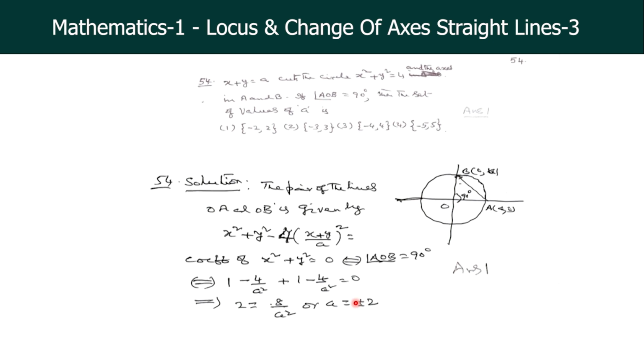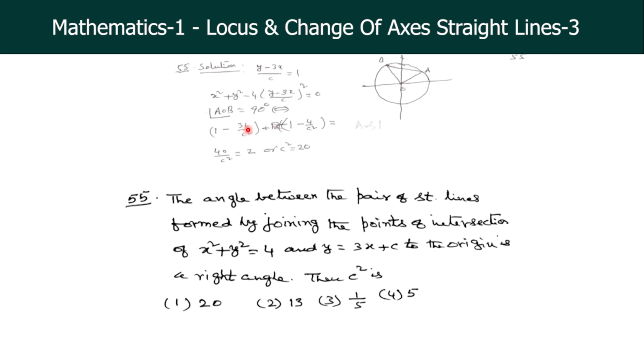So here the only thing is the combined equation of A and B. The combined equation of the lines OA and OB is given by x square plus y square minus 4 into x plus y by a whole square equal to 0. And because the angle between those two lines is 90 degrees, in the equation the coefficient of x square plus coefficient of y square must be 0. So which shows that 2 is equal to 8 by a square, or a is equal to plus or minus 2. So correct option is number 1.